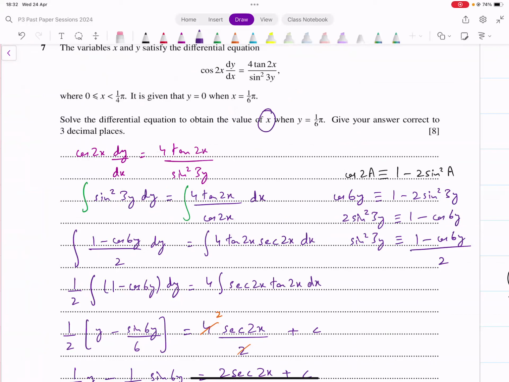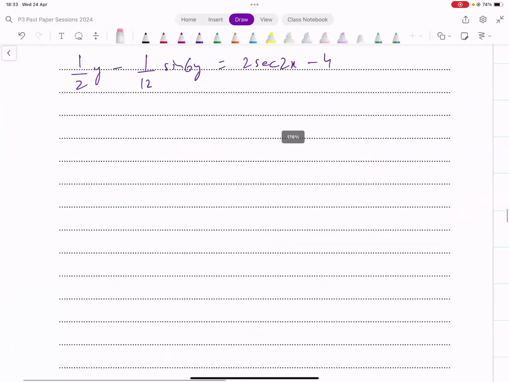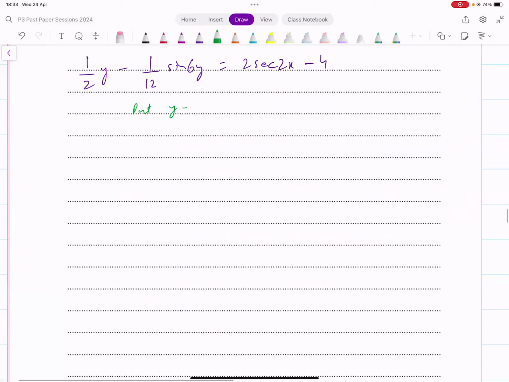we need to find the value of x when y equals pi over 6. So now we input y equal to pi over 6 and find the corresponding value of x for that. All right, let's do that. Let's put y equals pi over 6. What do we get from that? 1 over 2 into pi over 6 minus 1 over 12 into sine of 6 pi over 6. That equals 2 secant 2x.